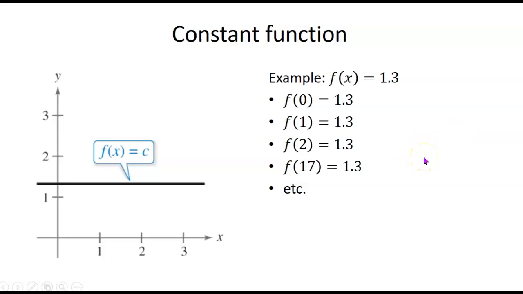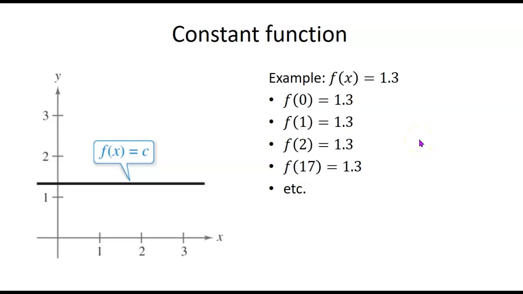So the simplest possible function you could have, I guess, would be a function where no matter what number you put into it, you always get the same thing out. So in this example, no matter what number we put in for x, we always get the same number, 1.3, for f of x. What's f of 0? 1.3. What's f of 1? 1.3. What's f of 2? 1.3. What's f of 17? 1.3. And so on.